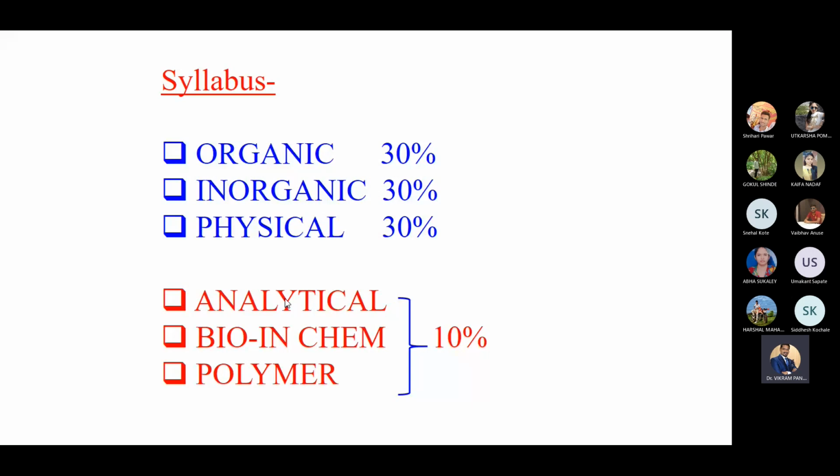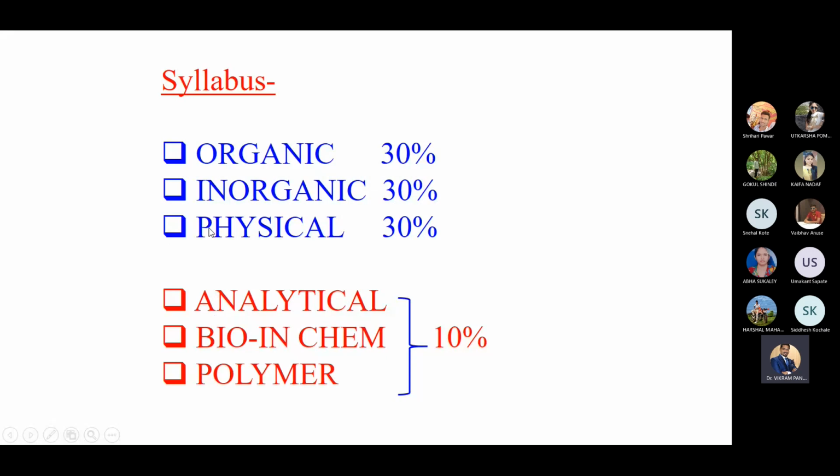Okay. So as you know, in the CSIR exam, the question paper is generally divided into categories: organic, inorganic, physical, 30-30% each, and the remaining part, like nanotechnology, polymer, or analytical chemistry, only 10%. Now this division is based on certain papers which I found on the internet.